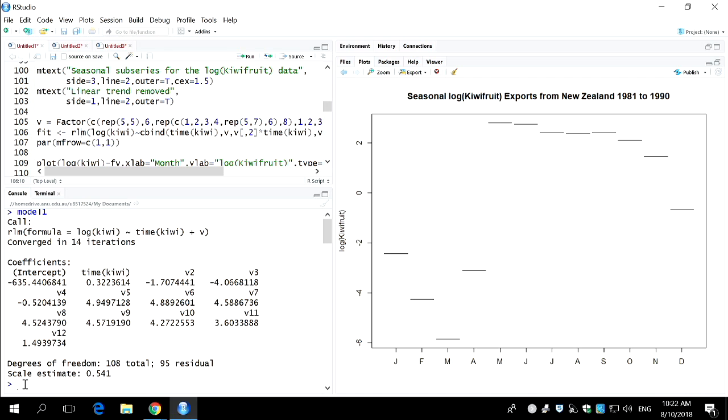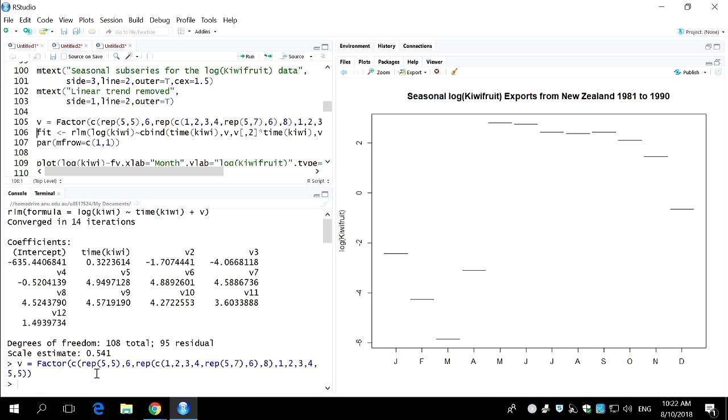So I'm going to show you how to fit the one that has a different constant for February, March, April, and then has a single constant for May, June, July, August, September, October, and then separate things for November and December. So let's do that. This is how you might do that. I'm going to set up a new factor.